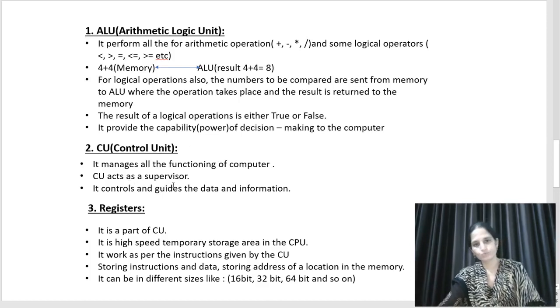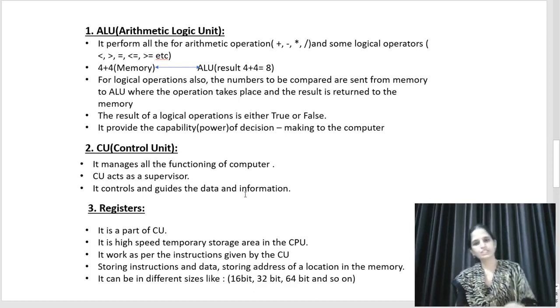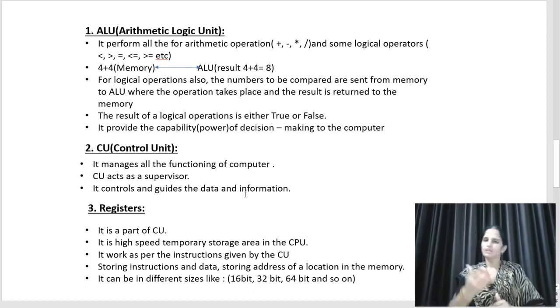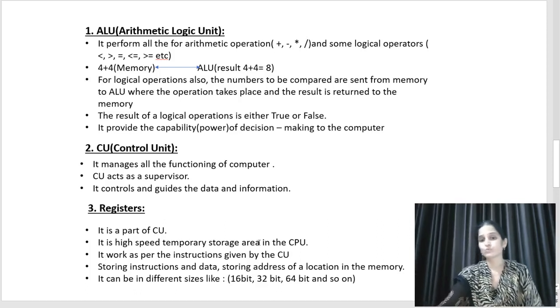CU acts as a supervisor. It controls and guides the data and information. Your complete data and information is guided and controlled by the control unit. And your next unit is register. We can say register is a part of your control unit. Actually, it is a part of the control unit. It is a high speed temporary storage area in the CPU. So this is your storage. This register is used for the storage.